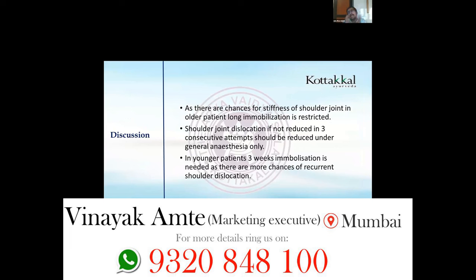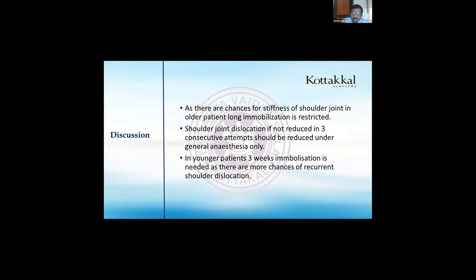The complication in the shoulder joint is stiffness in older patients, so long-term immobilization is restricted in these kinds of cases. If the shoulder joint is not reduced in 3 attempts, it should be referred for general anesthesia and reduction. In younger patients, 3-week immobilization can be done, and there are more chances of recurrent shoulder dislocation in younger patients. If there is recurrent dislocation in a very young patient, either you can manage conservatively or you can refer for surgery.